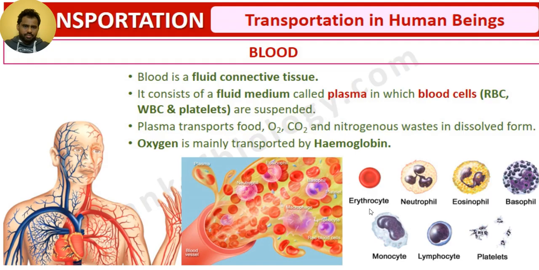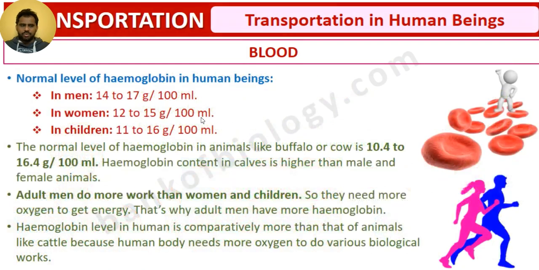Okay, so these are the components of the blood: erythrocyte, neutrophil, eosinophil, basophil, monocyte, lymphocyte and platelets. We'll try to understand everything in detail. Platelets is something that is important. Platelets is used for blood clotting. Okay, let's move ahead. RBC is the red blood cell. WBC is present in our human body. The function of WBC is to protect the human body from various diseases. Okay, let's go ahead.